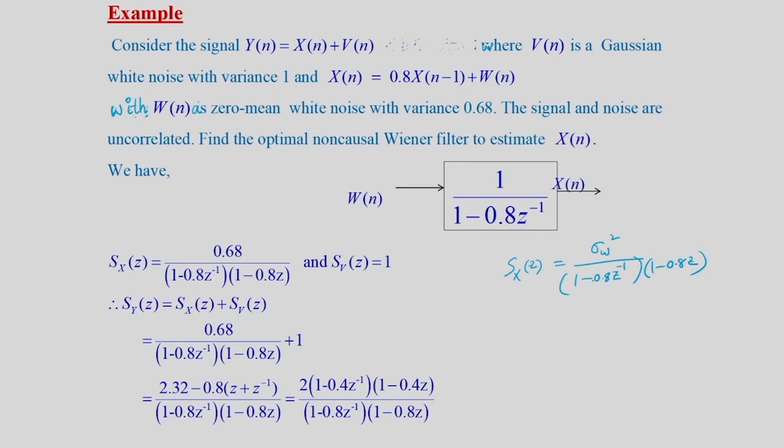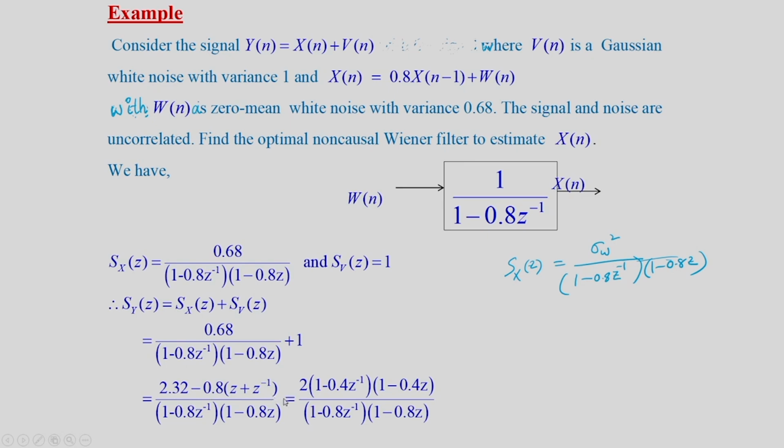1 by 1 minus 0.8 Z inverse is the causal transfer function and 1 by 1 minus 0.8 Z will be the corresponding non-causal transfer function. And since Vn is a Gaussian white noise with variance 1, we can write Sv of Z is equal to 1. So, these are the power spectral density of the signal and the noise. Now, Sy of Z is equal to Sx of Z plus Sv of Z. We will write this expression and this expression, and we will get this result: 2.32 minus 0.8 Z plus Z inverse divided by 1 minus 0.8 Z inverse into 1 minus 0.8 Z.